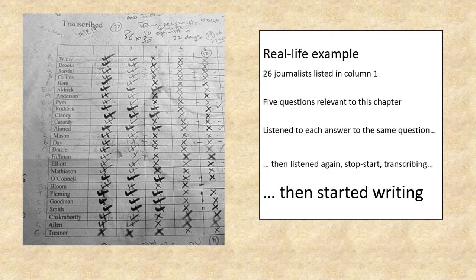The way that I did it, if you look at slide number 27, is a real life example. That's a photograph of basically my tick sheet, my check sheet. On the left hand side are the family names of all the journalists I interviewed for my PhD: Wilby, Brooks, Servini, etc. And across the top are the questions 1, 2, 3, 4, 5. A tick means that I've listened to that person's answer for question 1, question 2, question 3. And X means that I've listened to it and transcribed it.